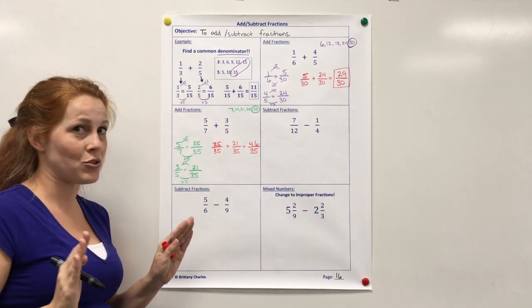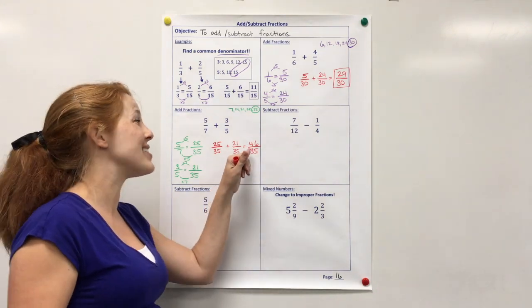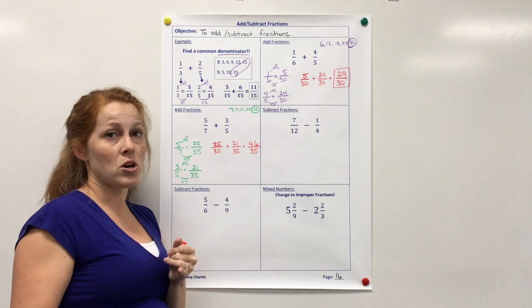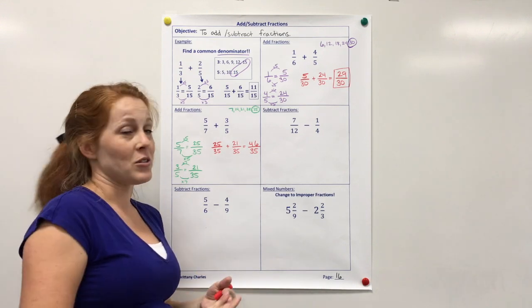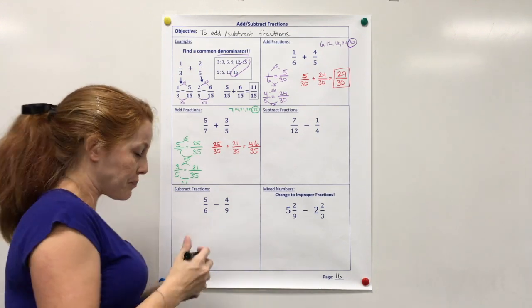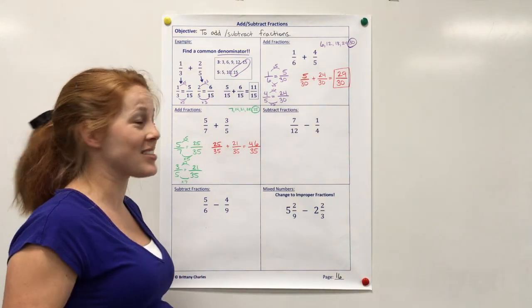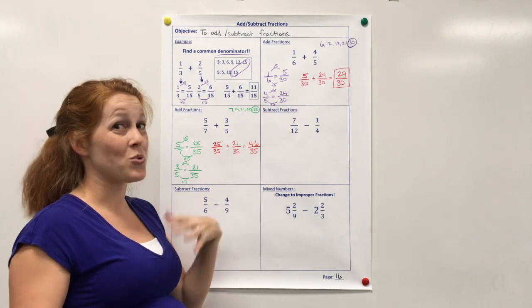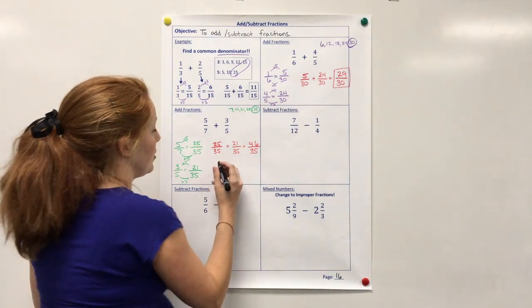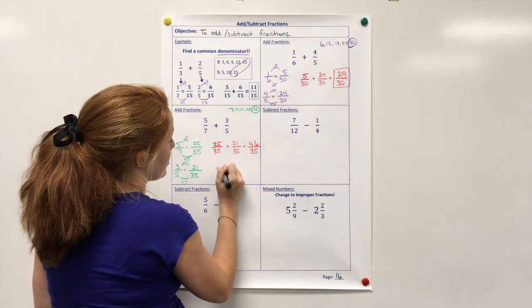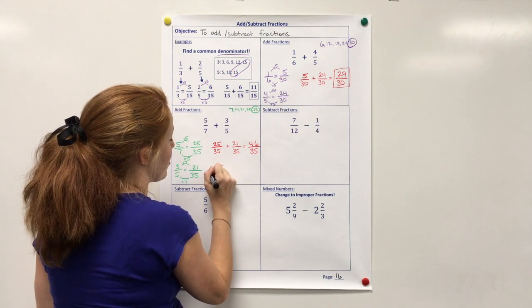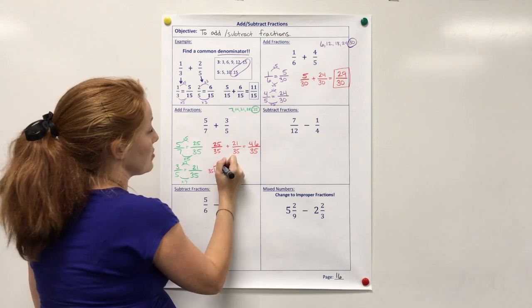Now, I need to do one more step in this case because I can see that this is improper. So to really put it in simplest form, I want to make it a mixed number. And remember back to when we went over that, to change this back to a mixed number, we divide. So 46 divided by 35, that's going to go in once.